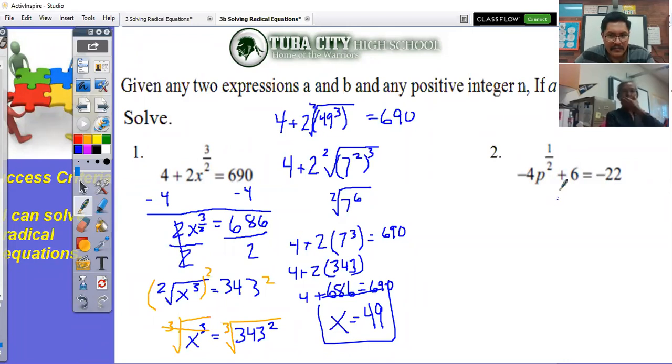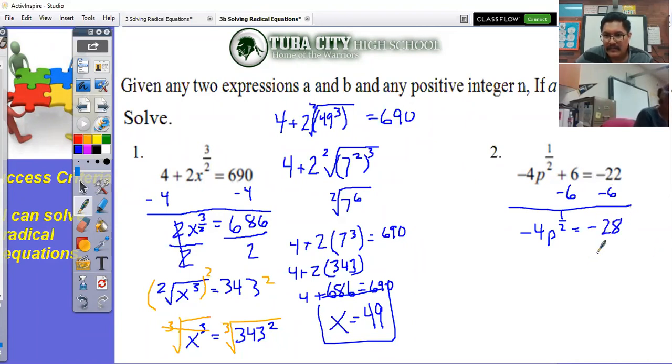So this one's probably going to be a similar kind of question. Minus 6, because I want to get this number by itself, this p. So I've got to get the 6 out of here. Negative 4 p to the 1/2. Negative and another negative combine to make a bigger negative.